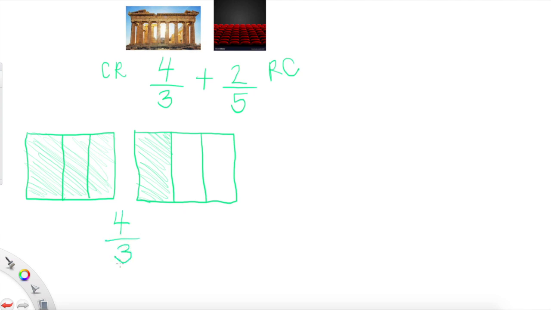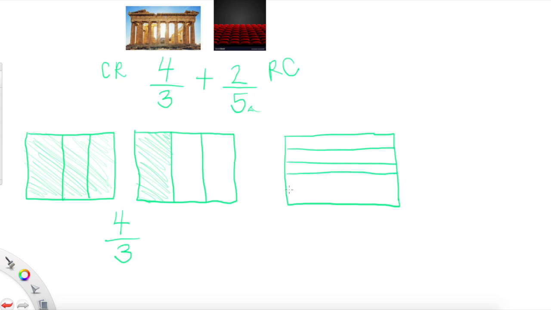4/3. Bingo. Cool. Now let's look at 2/5. 2/5 is our second fraction, so we are going to model 2/5 using our rows. How many rows? Look at your denominator. Denominator says 5, so 5 rows we shall have. 2, 3, 4, 5. How many rows am I shading in? Well, I'm shading in 2 rows because this second model is showing 2/5.